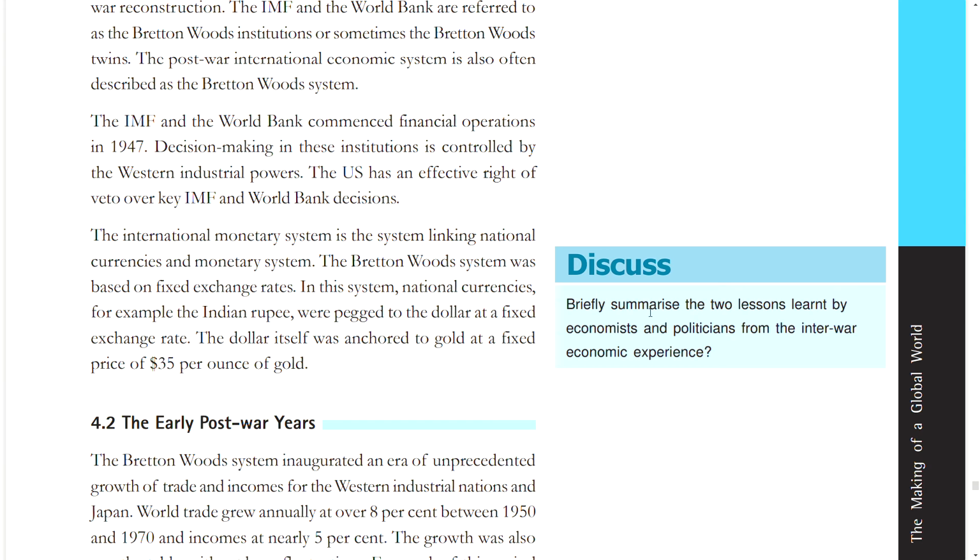Discuss. Briefly summarize the two lessons learned by economists and politicians from the interwar economic experience. Comment on this.